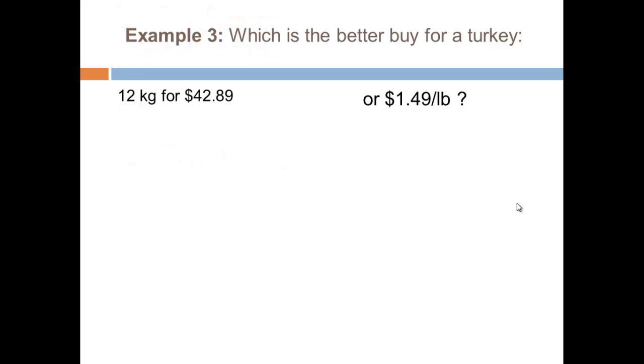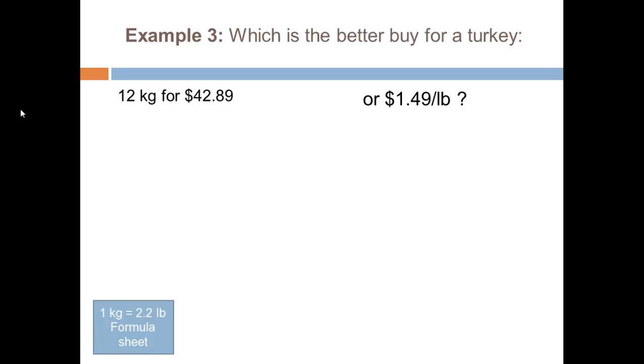And this is our last example on page 1. It says here, which is the better buy for a turkey? We're given two situations again, one where we have 12 kilograms for $42.89, and another at $1.49 per pound. We have different units for weight, so what we've got to do is turn these into the same weight.